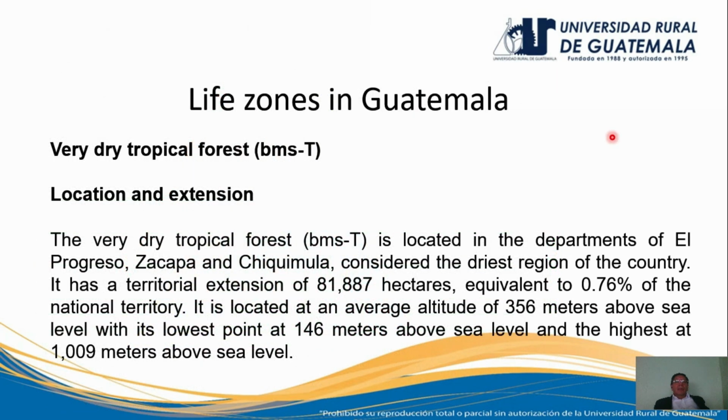Now we're going to talk about the life zones in Guatemala. And the first one is the very dry tropical forest. Here we have a short term, but in Spanish it means bosque muy seco tropical. The location and extension of this life zone are in the departments of El Progreso, Zacapa, and Chiquimula. It is considered the driest region of the country.